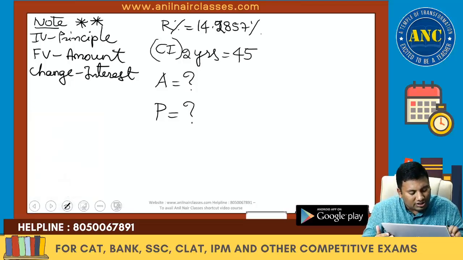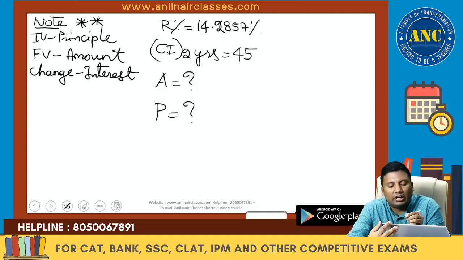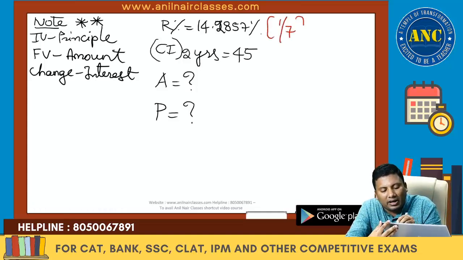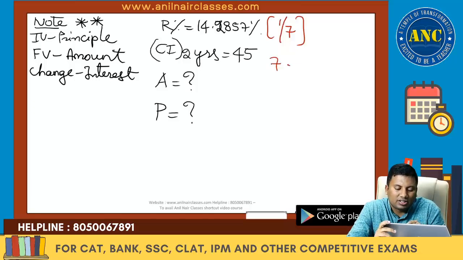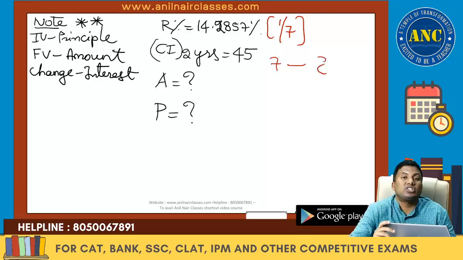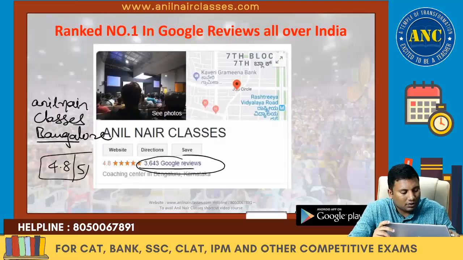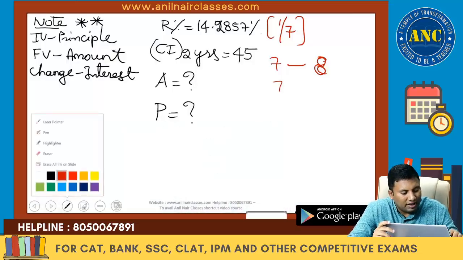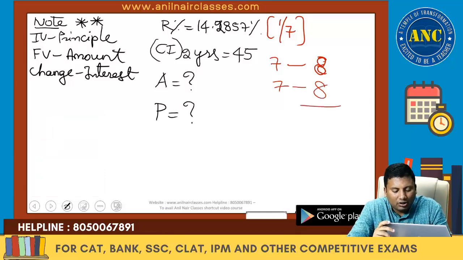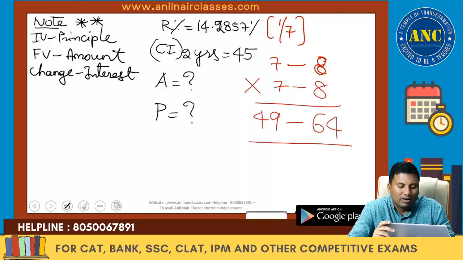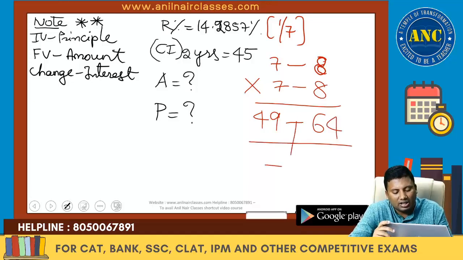R percentage is 14.2857. 14.2857 is 1 by 7. 7, 1 increase, it is 8. Depreciation is decrease. Rate of interest is increase. Again, for 2 years, 7, 1 increase, it is 8. Multiply for 2 years. 7 sevens are 49. 8 eights are 64. 49 and 64. Extra is 15. Extra is nothing but CI.